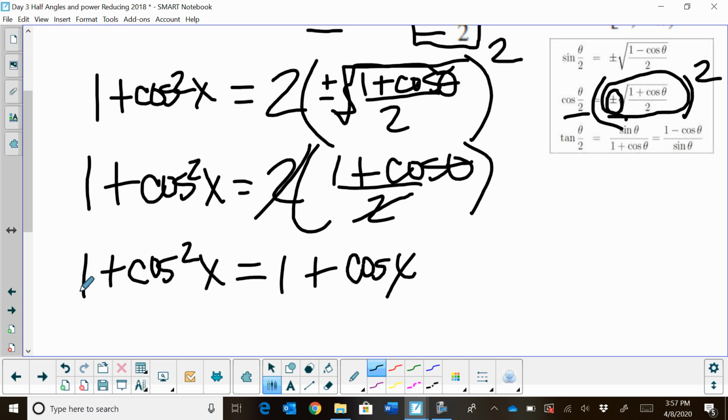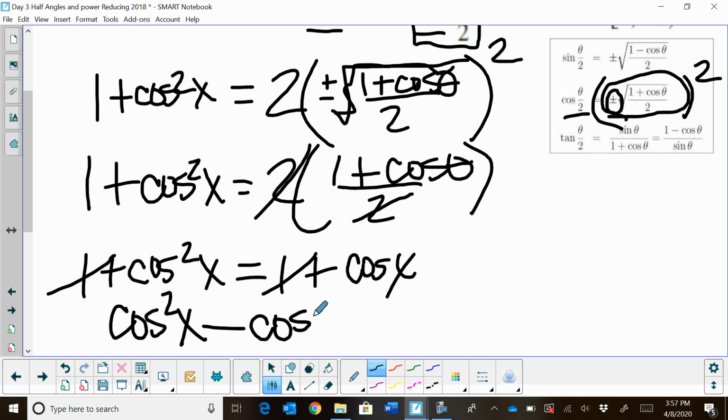Not a big deal. I can just factor that then. The ones cancel off of both sides. So I get cosine squared x. I'm going to go ahead and move this other cosine over because you can't divide by a trig function. That's getting rid of solutions.